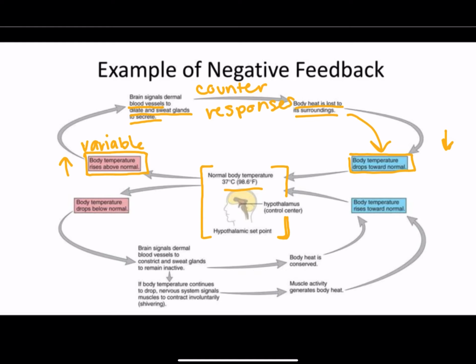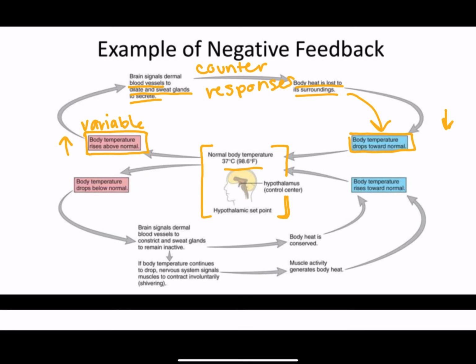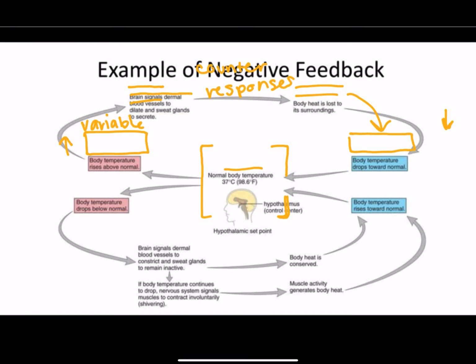Now, if you look at the opposite, it's the same. Let's say our body temperature drops. I don't know what just happened to my picture. Let's say our body temperature, again, drops below normal. Now, we've got these two counteractive responses, okay? Your brain can signal to your blood vessels to constrict, become smaller, and your sweat glands to remain inactive so you don't sweat at all, you don't lose any heat, so body heat is conserved.